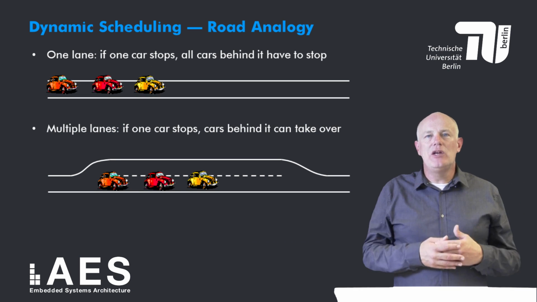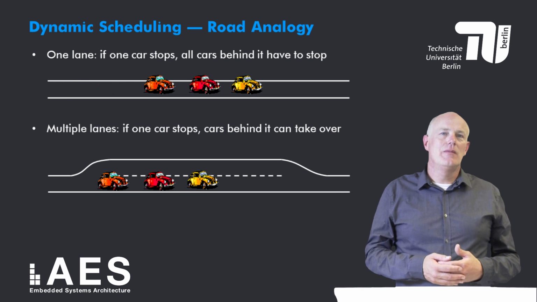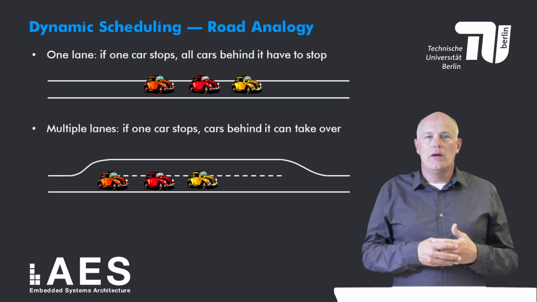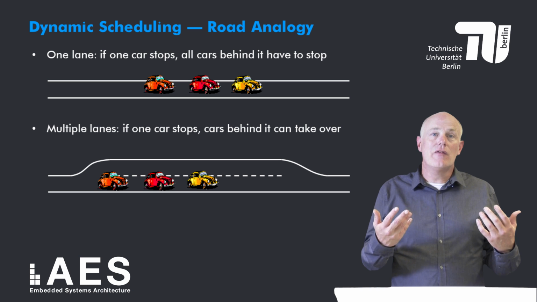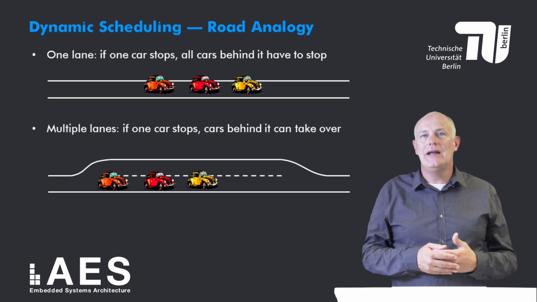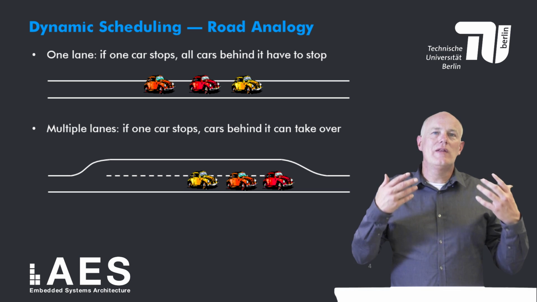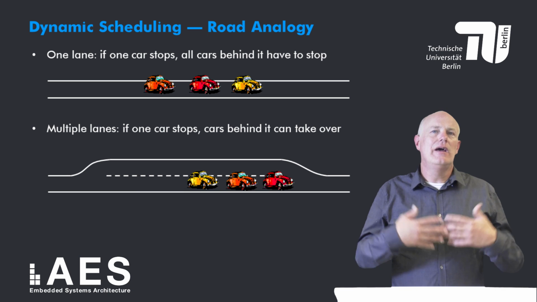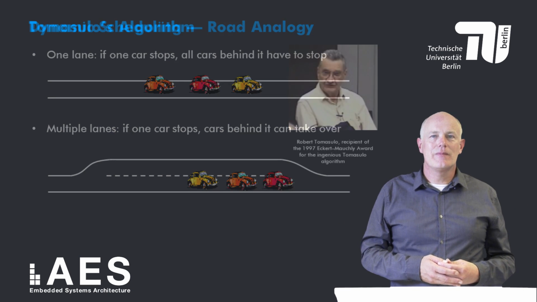An analogy can be drawn between dynamic scheduling of instructions and roads and cars. An in-order processor is like a road with one lane. If one car stops, all cars behind it have to stop also. An out-of-order processor, on the other hand, is like a road with temporarily multiple lanes. If one car stops, the cars behind it can take over.